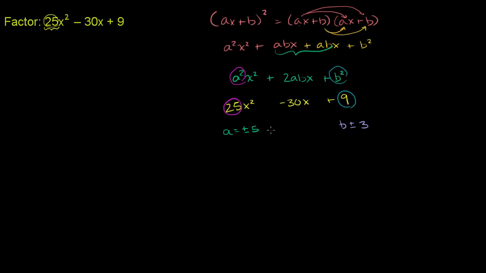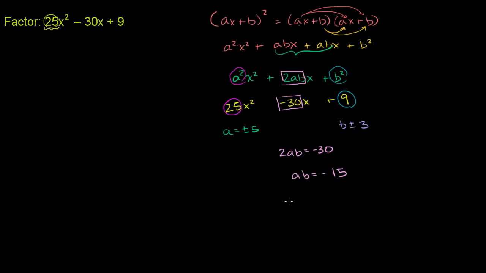For this middle term to work out, 2ab needs to be equal to negative 30. Or if we divide both sides by 2, ab needs to be equal to negative 15. So that tells us, since the product is negative, one has to be positive and one has to be negative. Now, lucky for us, the product of 5 and 3 is 15. So if we make one of them positive and one of them negative, we'll get negative 15. So it looks like things are going to work out.